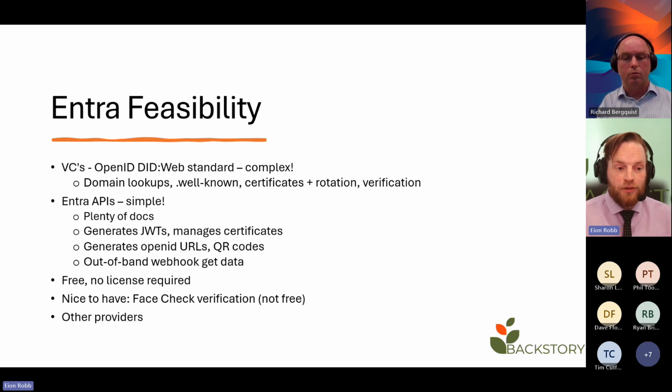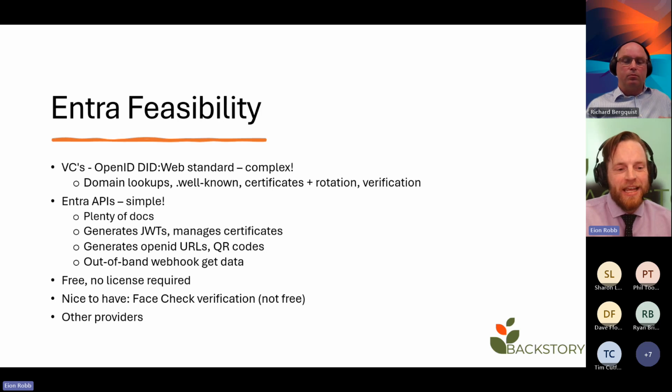The whole distributed thing, meaning you don't have to use Entra if you don't want to, but if you did, you'd have to go down the path of doing domain lookups for well-known files. You'd have to handle certificates, rotations, revocations, and then the actual verification process itself, which is again certificate-based authentication and that kind of thing. So it's not impossible, but Entra came along and made that really simple with pretty much two REST APIs that a traditional REST web developer like myself could understand and get my head around.